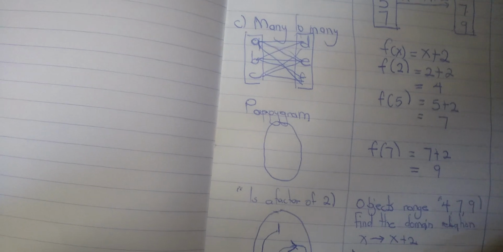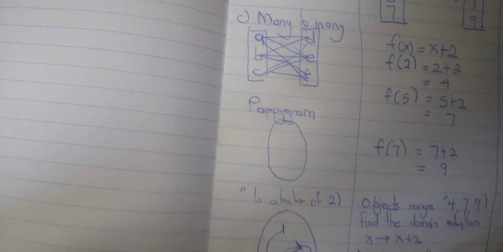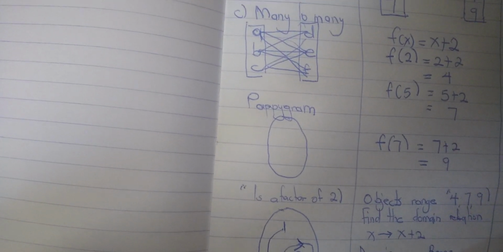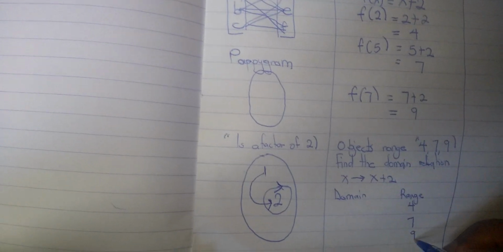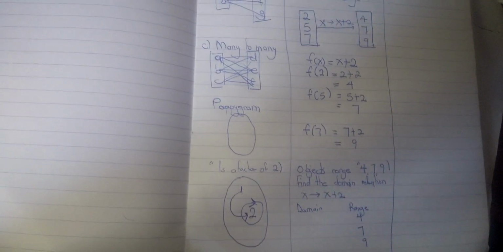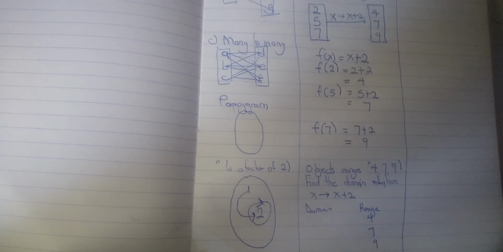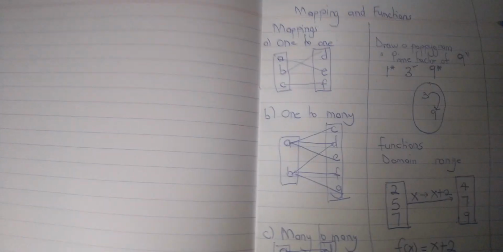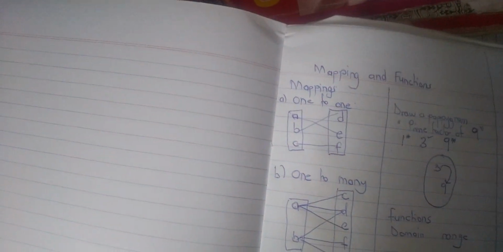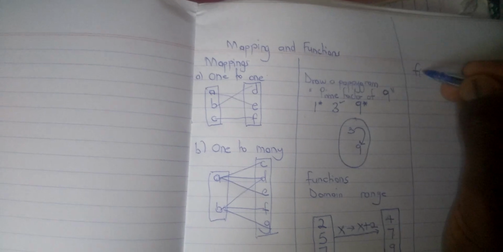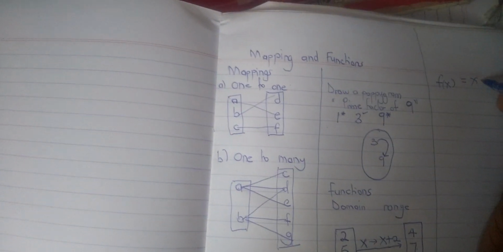So if this is our domain and we are looking for this, which is the range, the range they gave us is 4, 7 and 9. So we are looking at what is in the domain. Simple. So we shall still use that expression we have there, that f of x is giving us x plus 2.